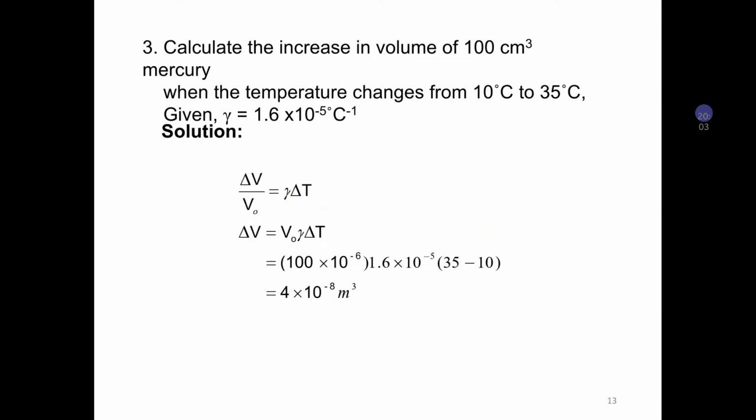Okay, the third example: calculate the increase in volume of 100 centimeter cube of mercury. The original volume is 100 centimeter cube and the temperature changes from 10 degrees to 35 degrees, so delta T is equal to 25 degrees. Given gamma is equal to 1.6 times 10 to the power of negative 5. They want the increase in volume, meaning delta V. We know that delta V over V naught is equal to gamma delta T, so you get delta V.